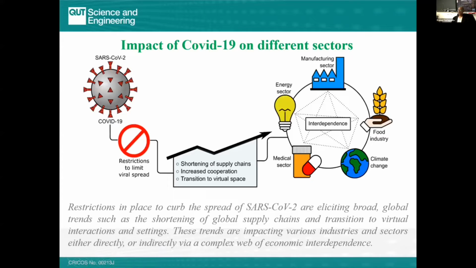As I mentioned, this lockdown approach, with restrictions to limit the spread of the SARS-CoV-2 virus, impacted a number of industries: the energy sector, manufacturing sector, food industry, climate change, medical sector. Basically, all this impact happened because of the shortening of supply chains, increased cooperation, and also the transition to virtual space. I will share some of the positive impacts of COVID-19 in the next few slides. By imposing lockdowns in different countries, a number of sectors were impacted. I'm touching upon only these 5 sectors, which are very close to our heart.